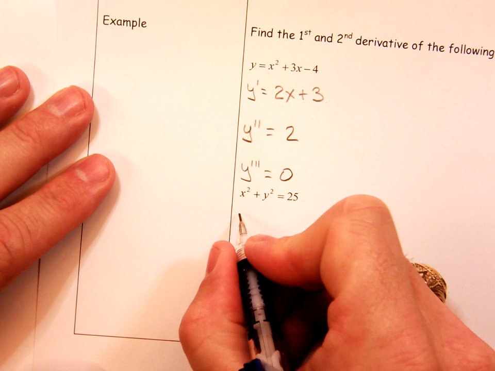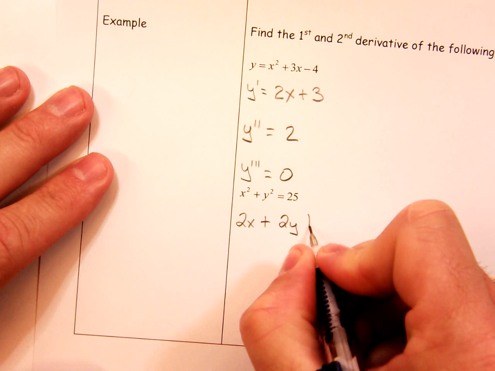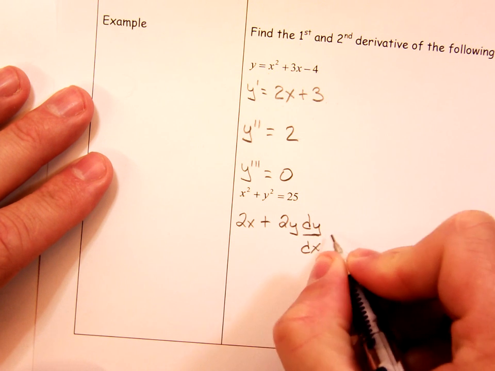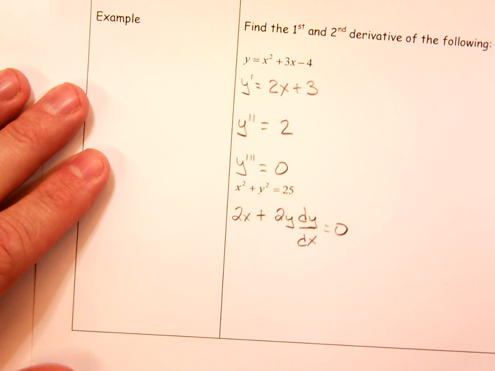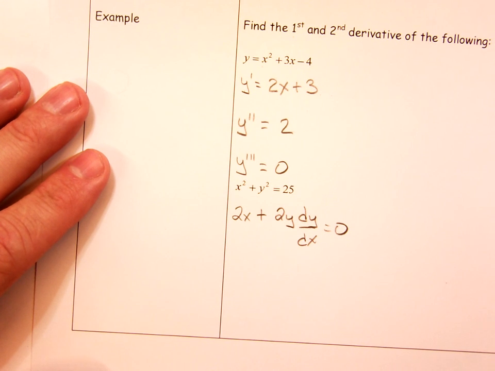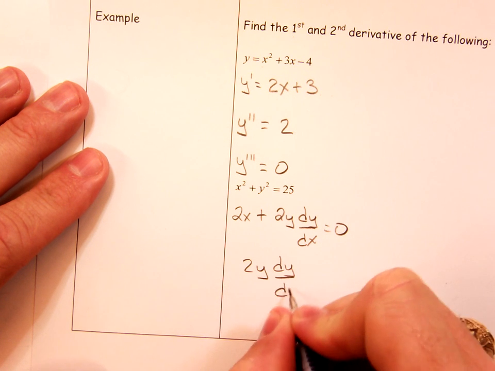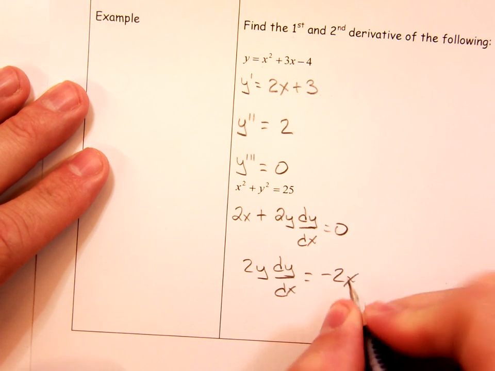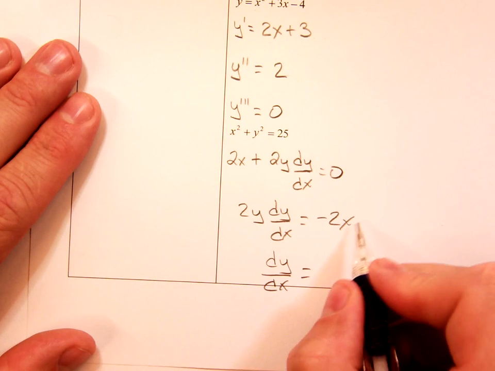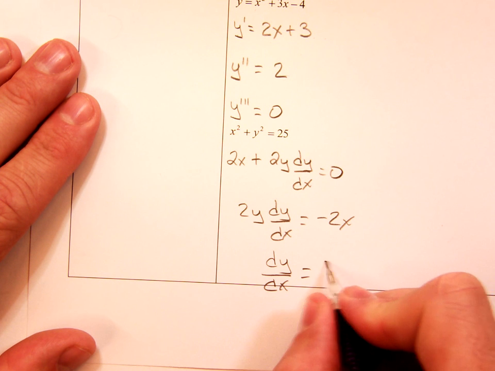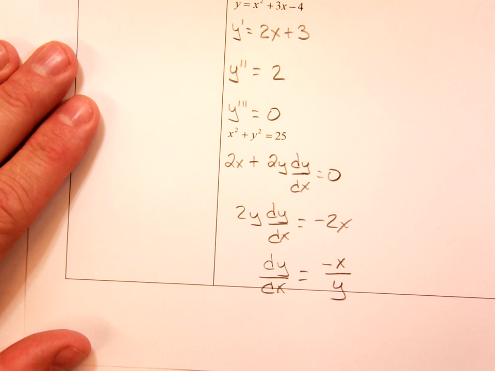The next one is implicit. So this is 2x plus 2y dy/dx equals 0. So there's part of the first derivative. 2y dy/dx is equal to negative 2x, so dy/dx turns into negative 2x over 2y, which is negative x over y.